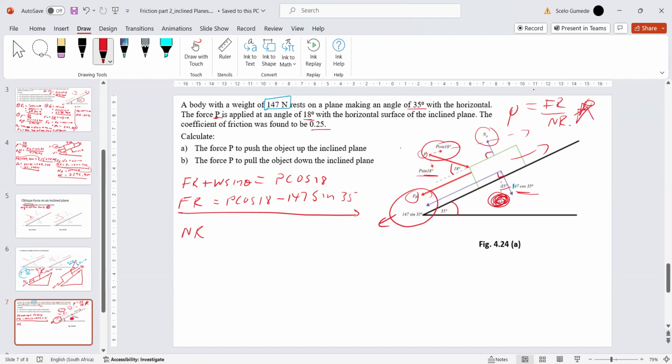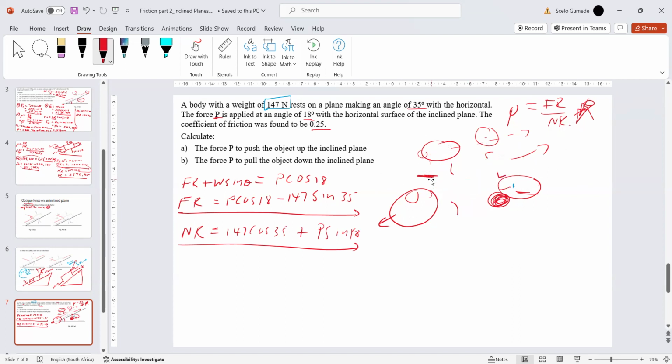Nale yenza 90. Nale yenza 90 going down. Okay? So we only use those angles. So NR is the only one going up, is equal to 147 cos 35 plus P sine 18. Now this is another equation for the normal reaction.